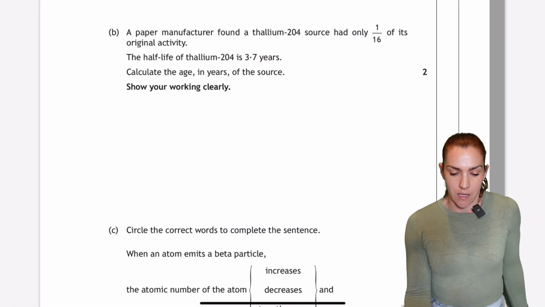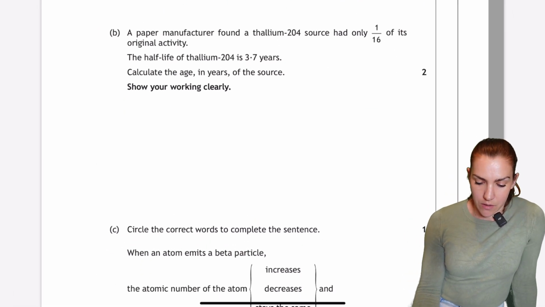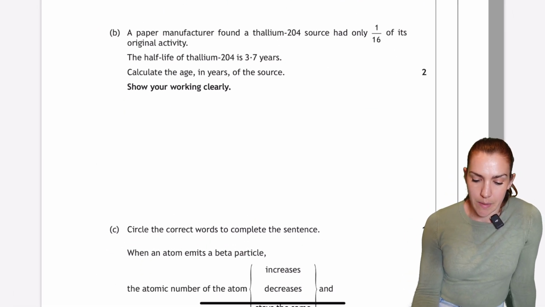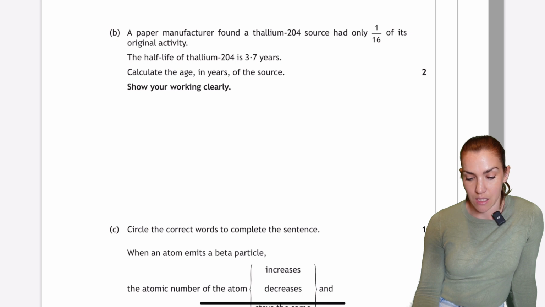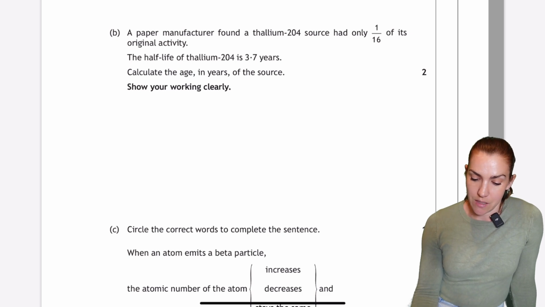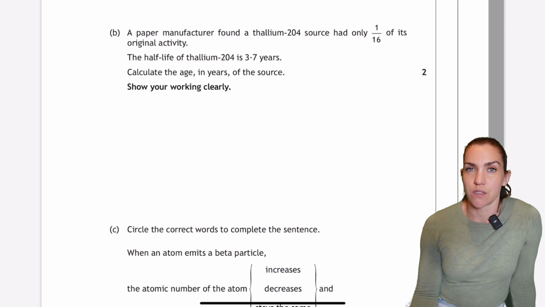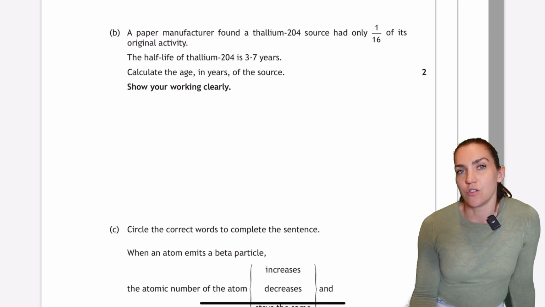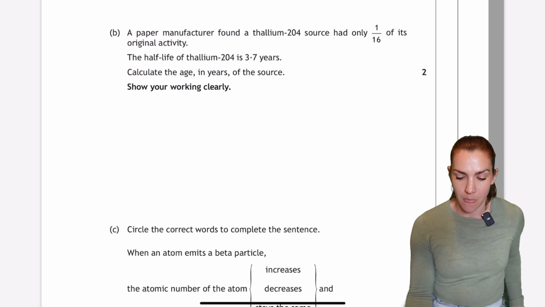Then we've got a half-life equation calculation. So it tells you that a paper manufacturer found that thallium-204 had only 1/16 of its original activity. It tells you what the half-life is, it's 3.7 years, and you're asked to calculate how old the source is. So for all the half-life calculations, you usually want to first of all start off by trying to work out how many half-lives have taken place.